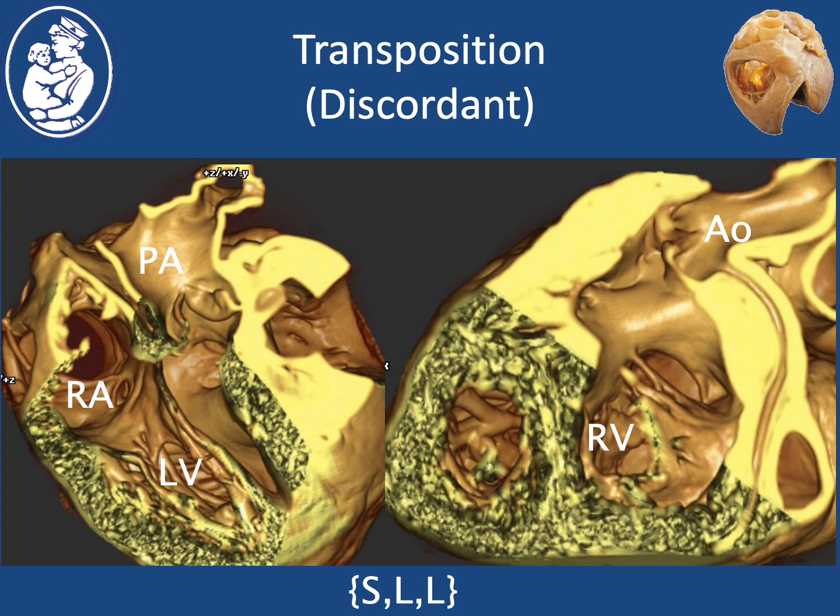In the panel to the right, we see a morphologically right ventricle, indicated by the septal attachments of the tricuspid valve, aligned with the aorta. The aorta is connected to the right ventricle by a large infundibular or conal chamber here. So there's conal muscle separating the aortic valve above from the tricuspid valve below.